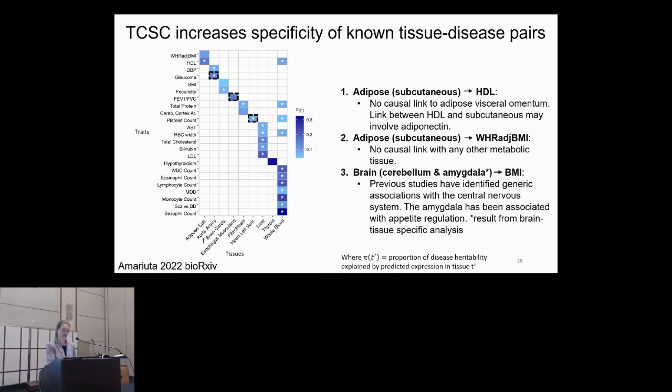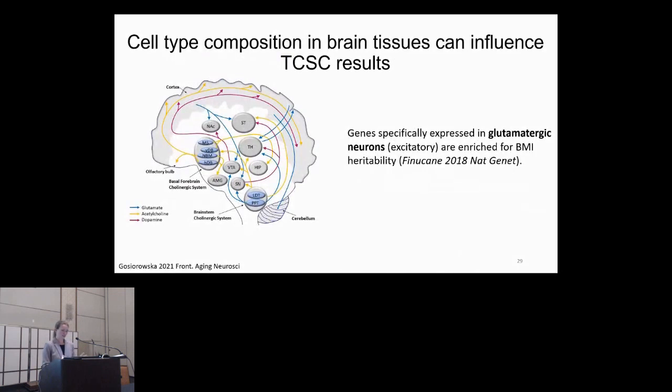In that analysis, this is where I had the asterisk for amygdala, we found that the amygdala was also causally associated with BMI, which is interesting because the amygdala plays a role in appetite regulation. So this could very well make biological sense. But I want to talk first about really the cerebellum and what might be going on here.